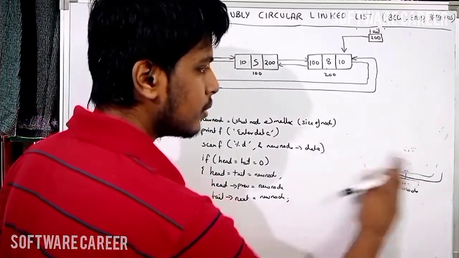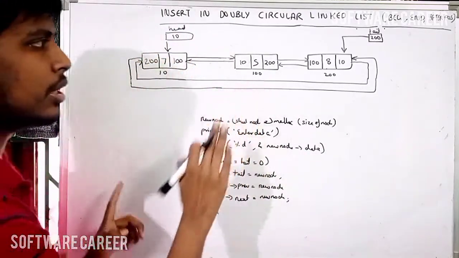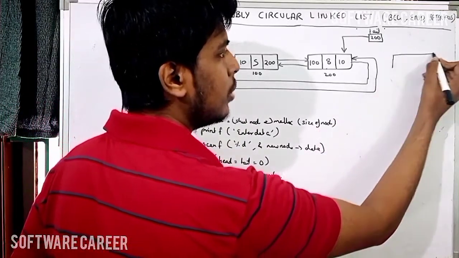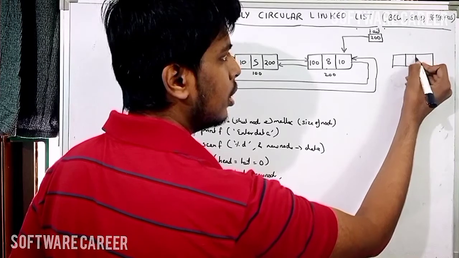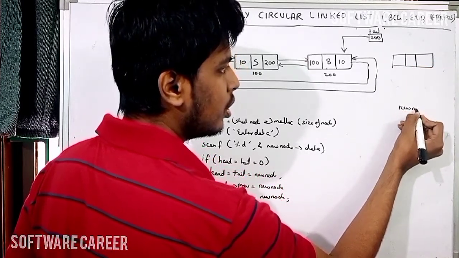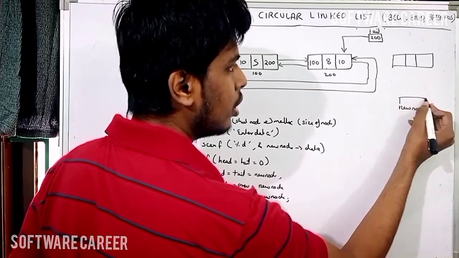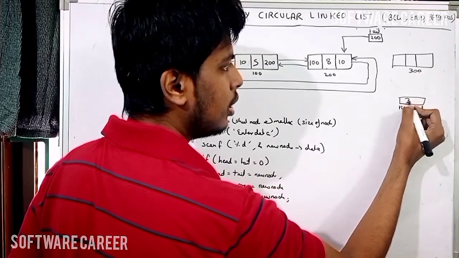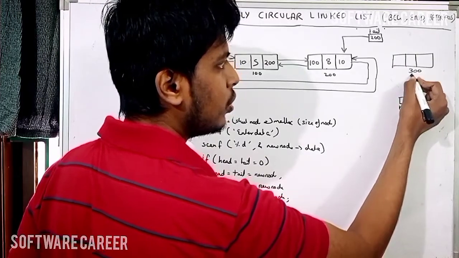Now see, let's see the case when the linked list is not empty. Now I am creating a node at the end. So using the malloc function I am creating it. Now for accessing this node I am taking a pointer called new node. This address is 300, let's say. So 300 is stored here. So this pointer is pointing to this node.